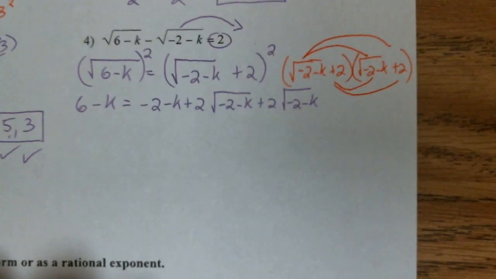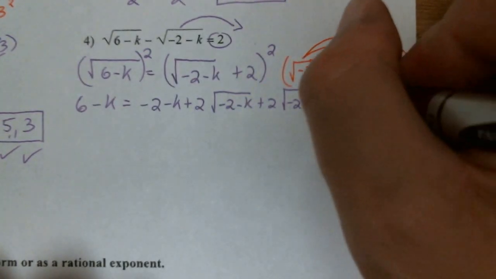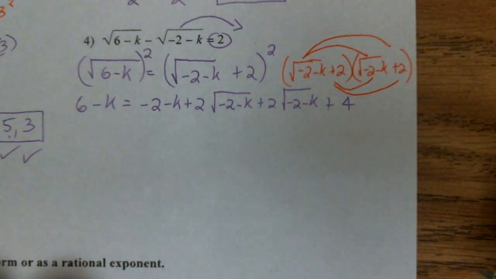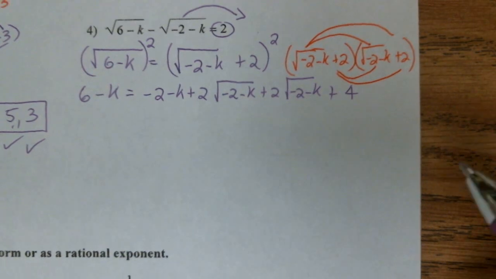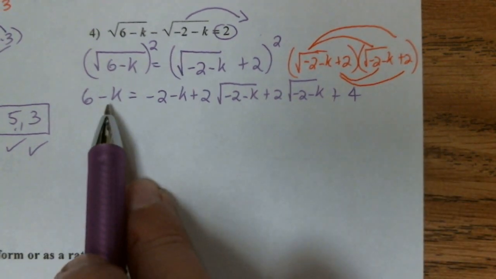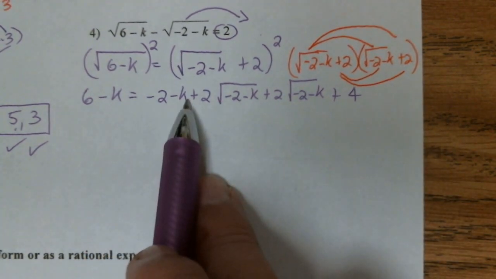And then when I do the last, 2 times 2, I will have a 4 on the end. Okay, a little tricky there. And so now it's just a bunch of simplifying. Okay, first thing I notice is I've got a negative k on the left and a negative k on the right. So if I add k to both sides, those guys just disappear.